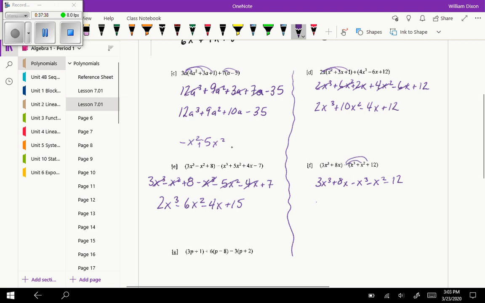Anyway, so let's go 3x to the third minus x to the third. That's going to be 2x to the third. Let's go x squared minus x squared, nothing. Let's go plus 8x by itself. Let's bring that down. And then let's go minus 12, that constant, it comes down also.